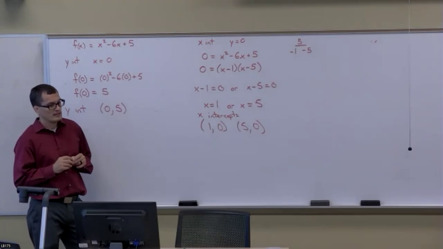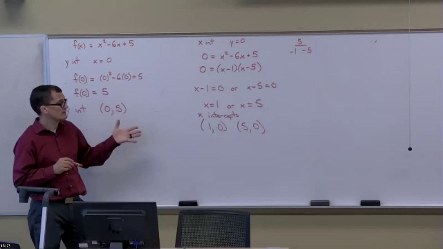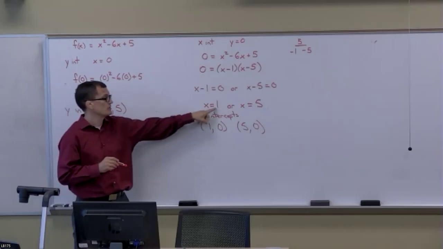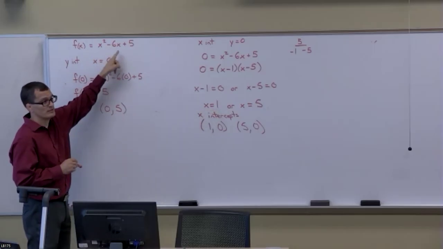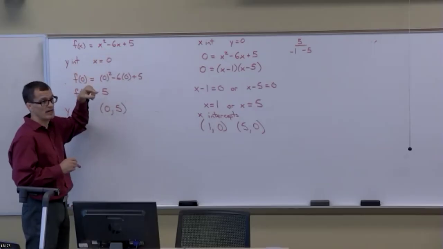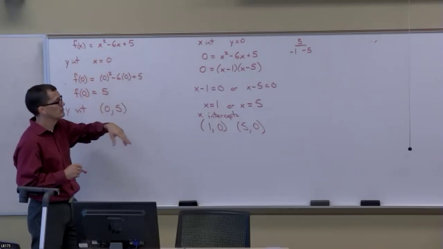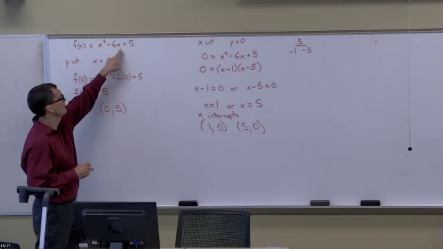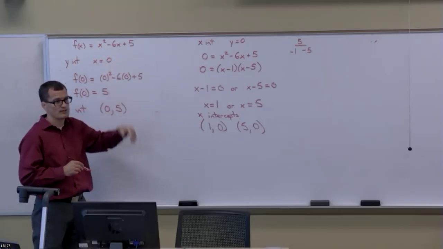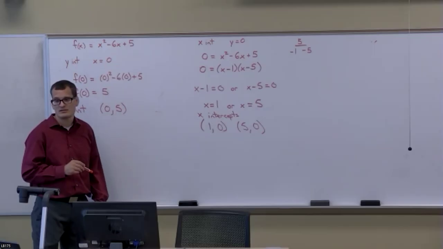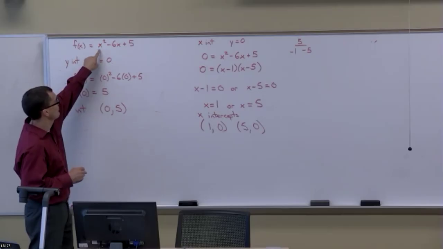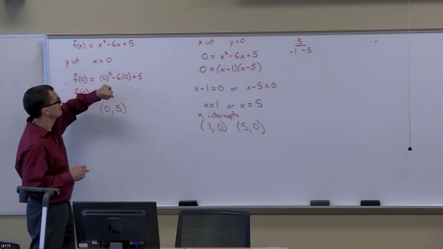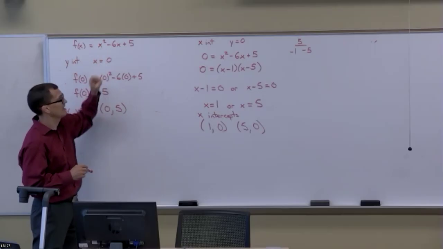By the way, you can check your answers in a couple of different ways. One, you can plug in 1 for the x value and see that you end up getting a 0 for your output. Plug in 5 for your x value and see that you get a 0 for your output as well. So you can check those answers by just plugging 1 into x and then plugging 5 into x.